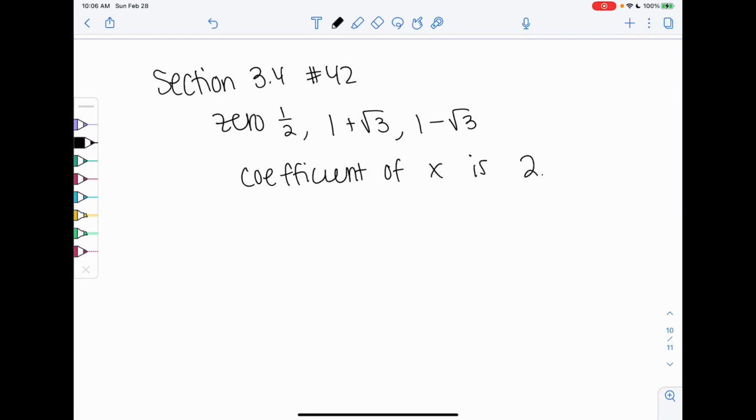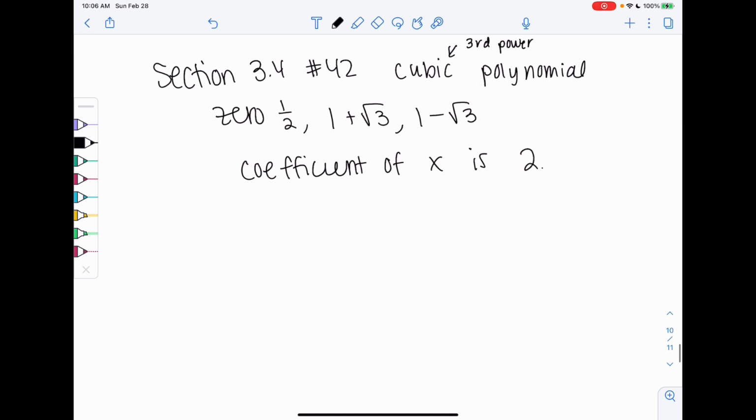Hi Math 20, we have section 3-4, number 42, and we want to find a cubic polynomial. So that means third power. And we're given the 0, 1/2, that's a rational 0. And we have two irrational zeros, 1 plus root 3 and 1 minus root 3. And then the final piece of information is the coefficient of x is 2.